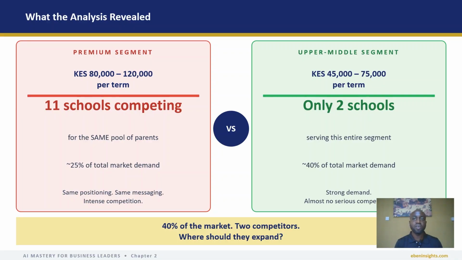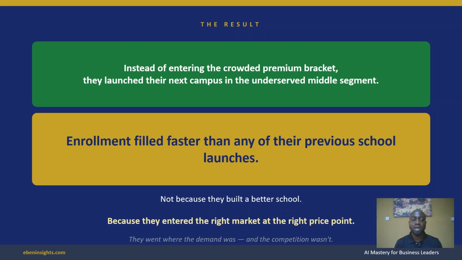Now, when they looked at the upper middle segment, that is the segment immediately below the premium segment, they discovered that schools are charging between 45,000 to 75,000 Kenyan shillings per term. And then there are only two strong competitors serving that entire market. That's roughly 40% of total market demand. When you think about that, that's 40% of demand and only two major competitors in that segment. When you compare it with the premium segment, it has about 25% of total market demand, and then you have 11 competitors.